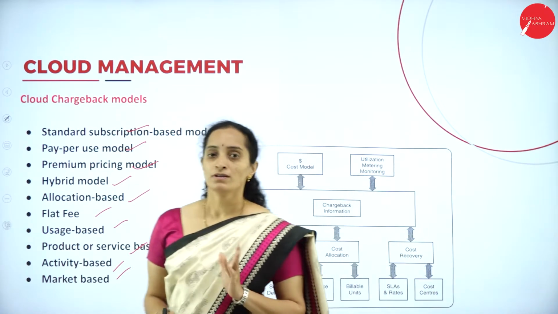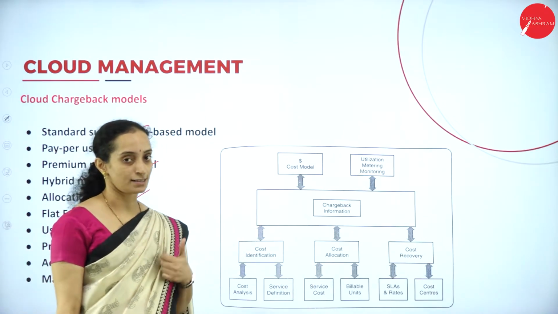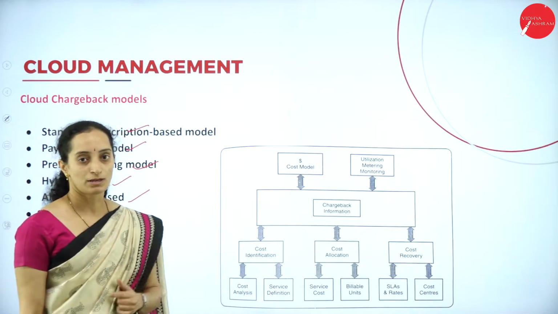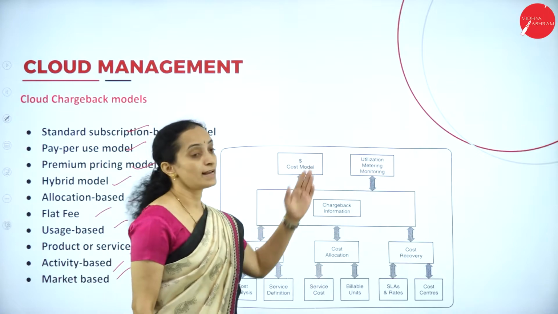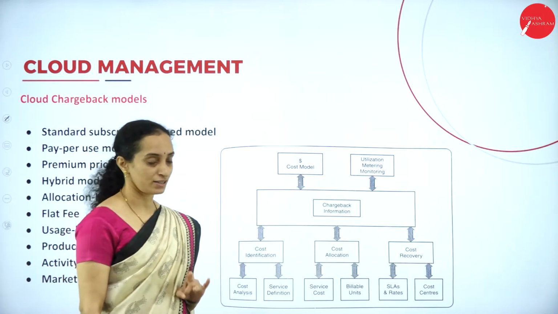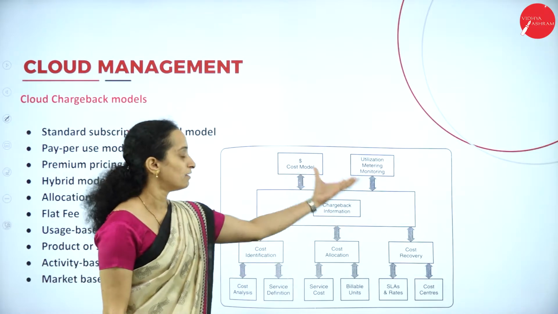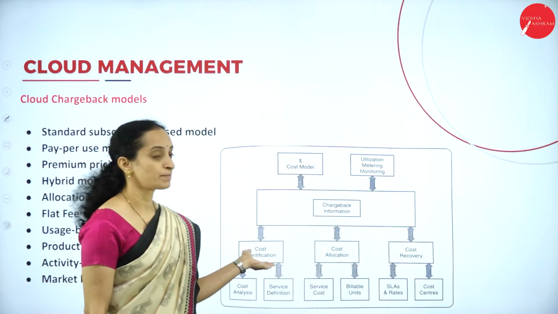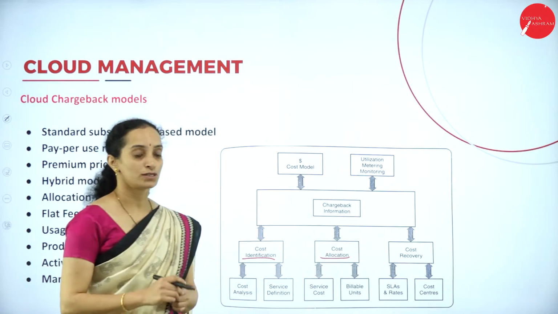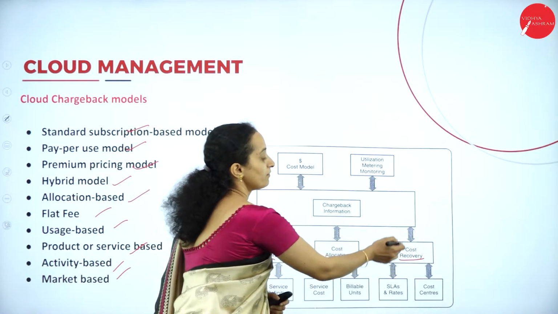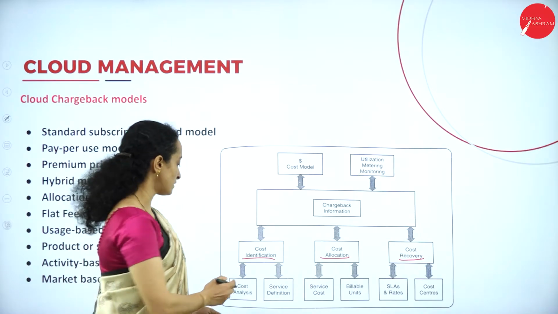Alright. So we have these many models in the chargeback thing, and we have so many parameters that must be considered before deciding what chargeback model is suitable for us, like cost model, utilization metering and monitoring you have to take care. Then for chargeback information, we need all these parameters like identifying the cost, allocating a cost to the service, then recovering the cost, and that means taking back the cost.